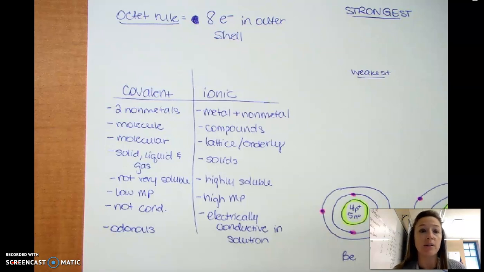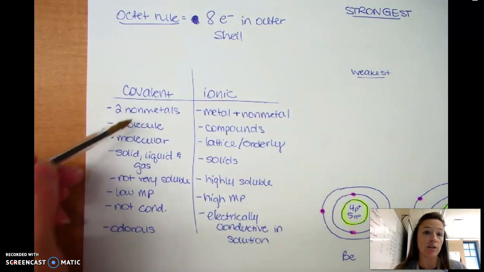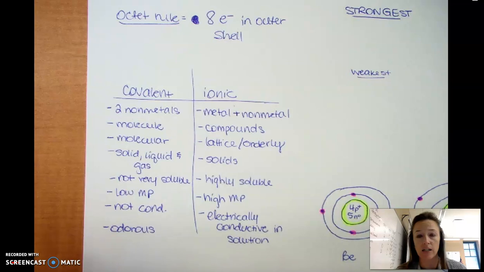Some ways that they're similar is they are a connection or a joining of two atoms, not a permanent joining, but they are a joining of two atoms. They do involve electrons. Covalent, you could say they share electrons. Ionic, they give and take. That would be another contrast.